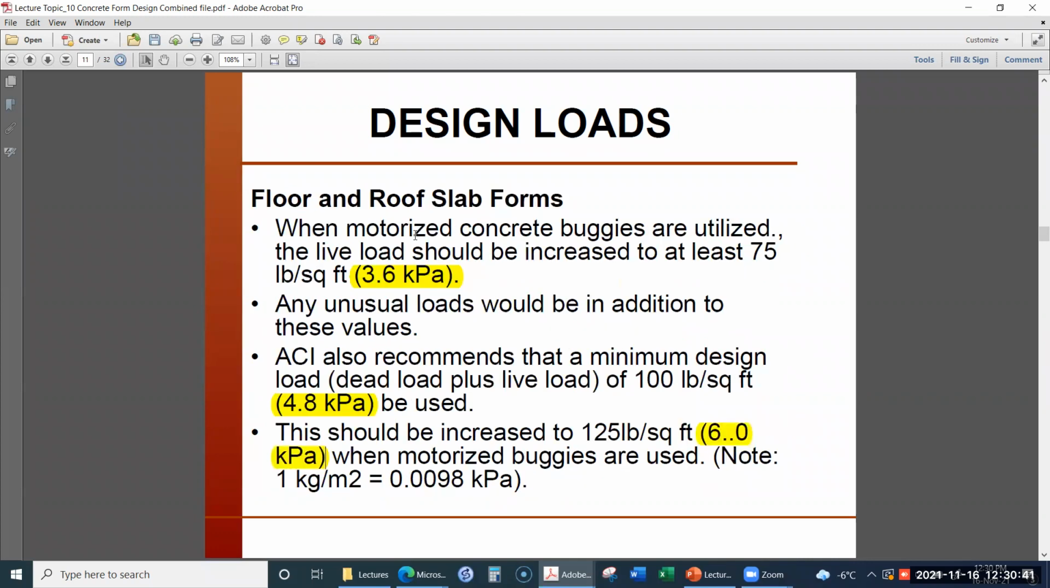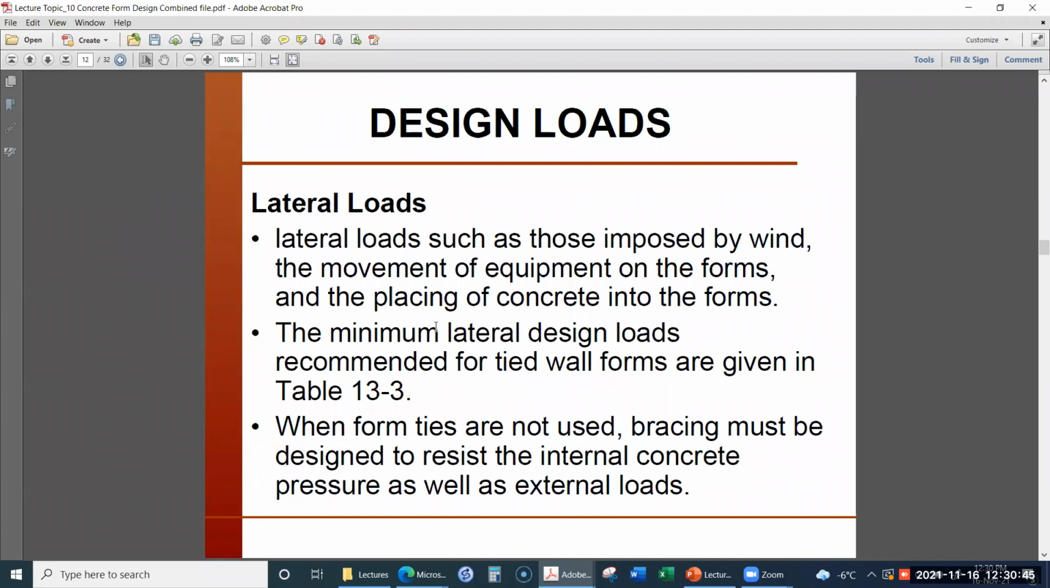So these were the vertical loads. Of course, there are also the lateral loads as well. The lateral loads, such as those imposed by wind, the movement of the equipment on the forms, and the placing of the concrete into the forms, are the reasons for the lateral loads. The minimum lateral design loads recommended for tied wall forms are given in table 13-3.